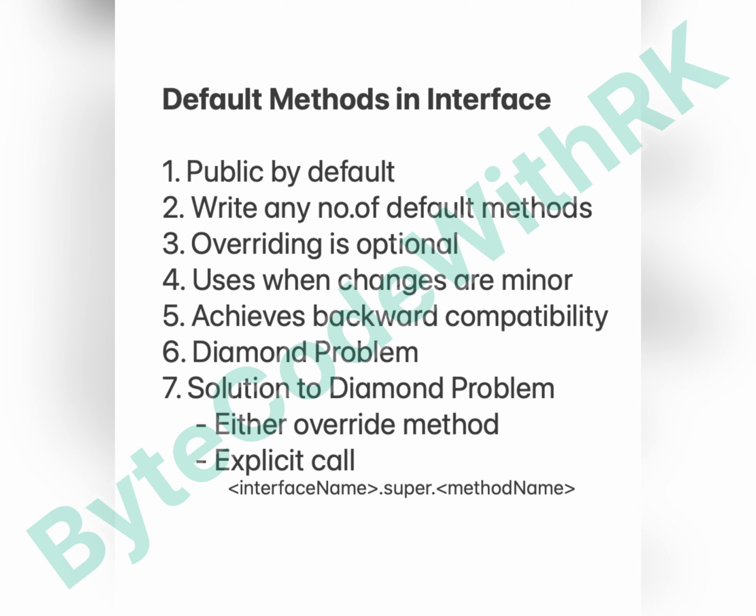Sixth point is the diamond problem. What is the diamond problem? Suppose a class implements multiple interfaces, and those interfaces have the same method with the same signature, then the compiler gets confused about which method it should use. The compiler gives a compile time error at this time. The solution to the diamond problem is either you can override that method in the implementation class, or you can explicitly call that method using interface name dot super dot method name.